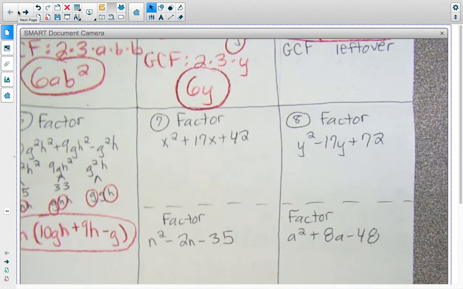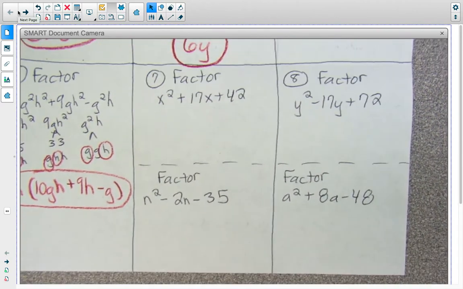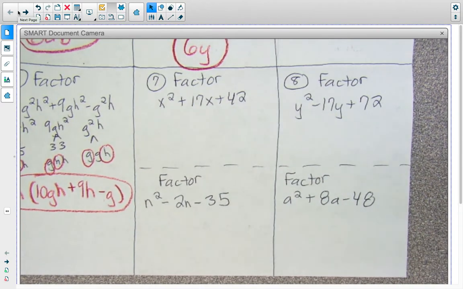Now, for boxes 7 and 8, I am going to do 2 examples in each box, just so as you're doing your foldable, you kind of know that I broke it up so that we have lots of examples. These are the kind of factoring problems that come up the most often.